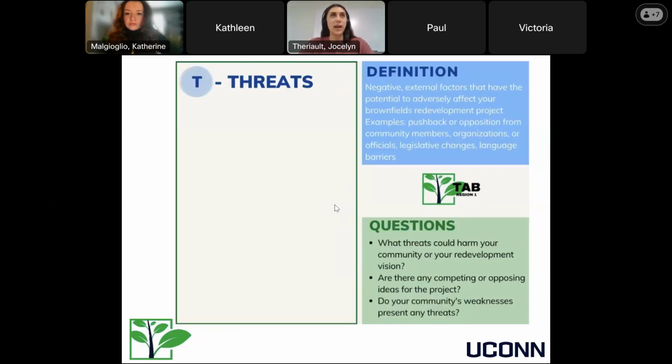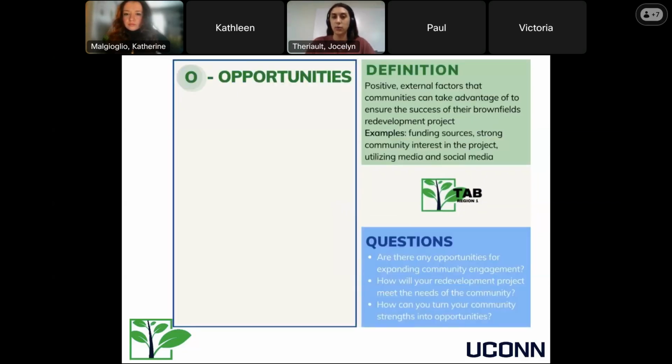I did want to make a connection here to UConn TAB's stakeholder analysis tool, which we did previously in another webinar and is available on UConn TAB's website to review. The stakeholder analysis allows you to look at interest and power in all of the different stakeholders in your community that could have some sort of say in your redevelopment project. And for opportunities, you could refer back to that tool and look at the people who have a high amount of interest and a high amount of power, because they may represent really strong opportunities for your project.